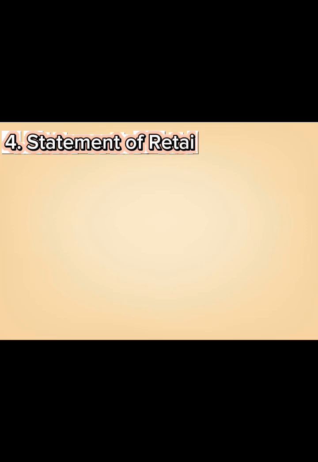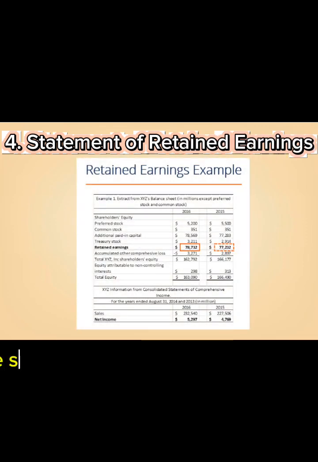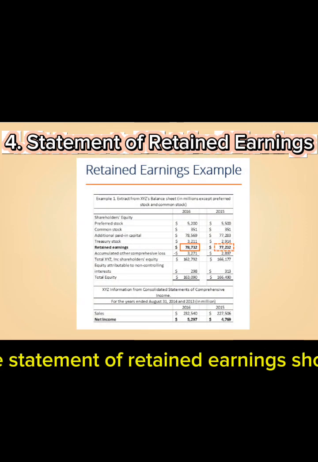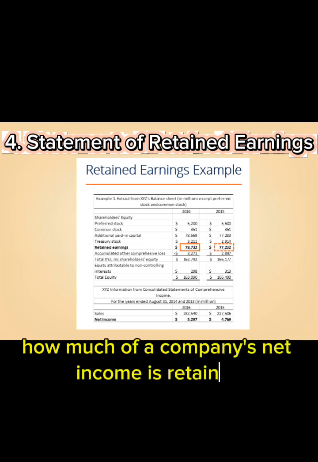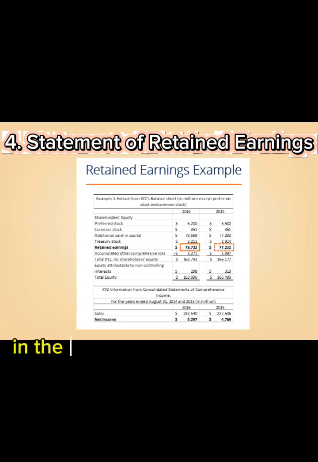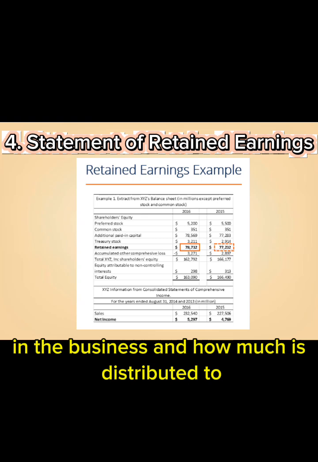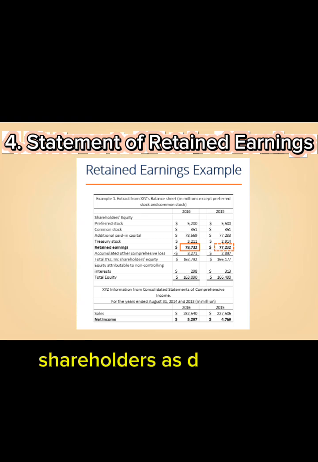4. Statement of retained earnings. The statement of retained earnings shows how much of a company's net income is retained in the business and how much is distributed to shareholders as dividends.